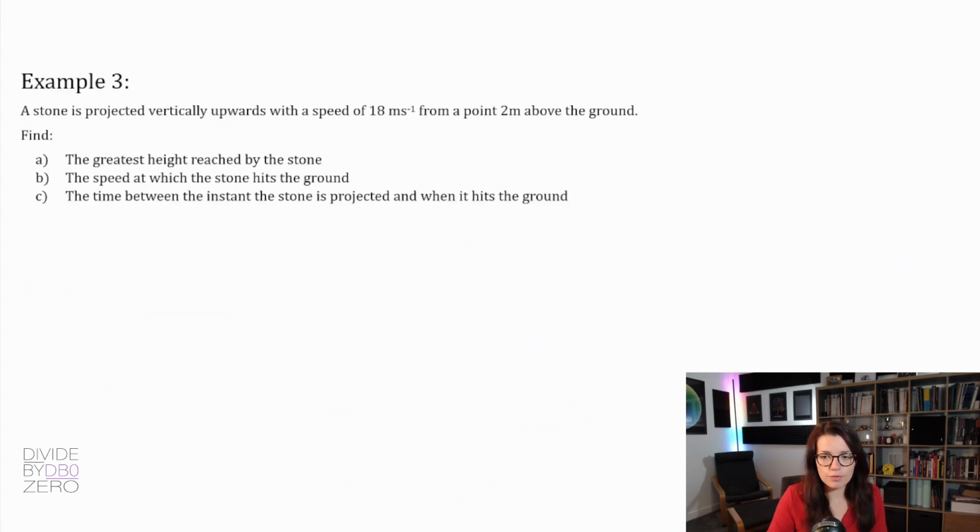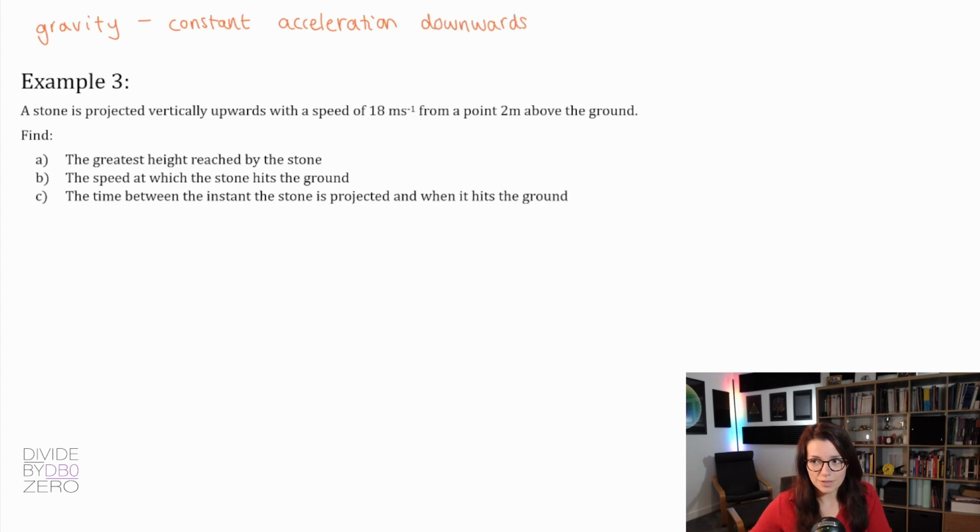Moving on to example 3, it says a stone is projected vertically upwards with a speed of 18 meters per second from a point 2 meters above the ground. Find, and then part A, the greatest height reached by the stone. Now, there is no explicit reference to constant acceleration here, but if you think about it, gravity is going to come into play here. And gravity can be modelled as constant acceleration. It will be constant acceleration downwards. Therefore, we can use suvat again.